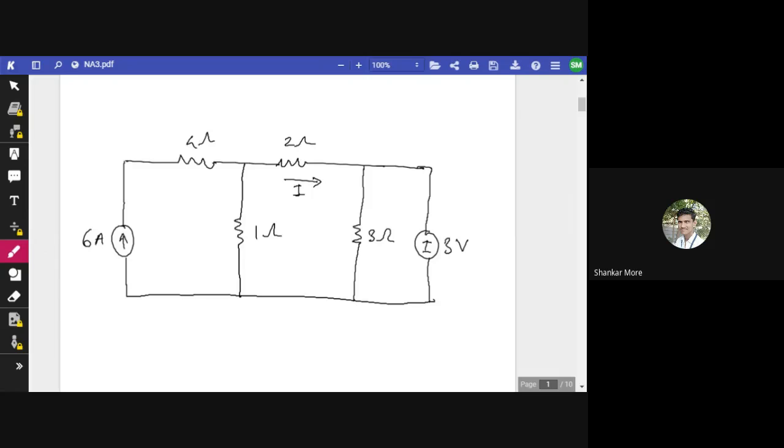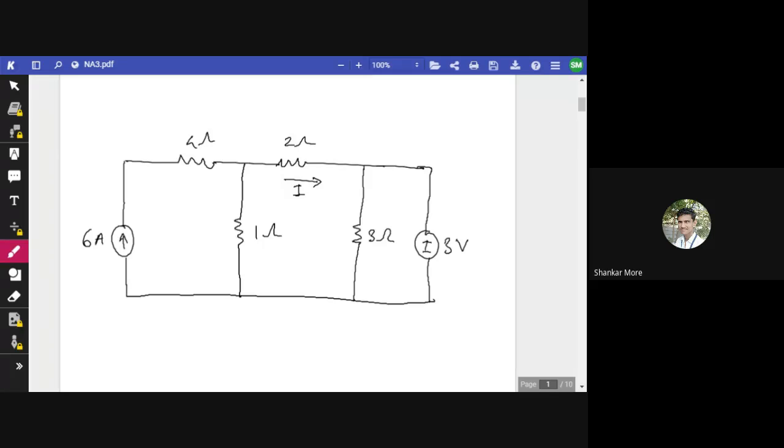Okay, so if anyone wants to try, take a break of 1 or 2 minutes and you can try solving what is the current flowing through this 2 ohm resistance. After that I will explain how we calculate with the help of superposition theorem, and then you can compare which method is simple for you. All right, so try the conventional way. How do we calculate this current I? I hope you people are trying.